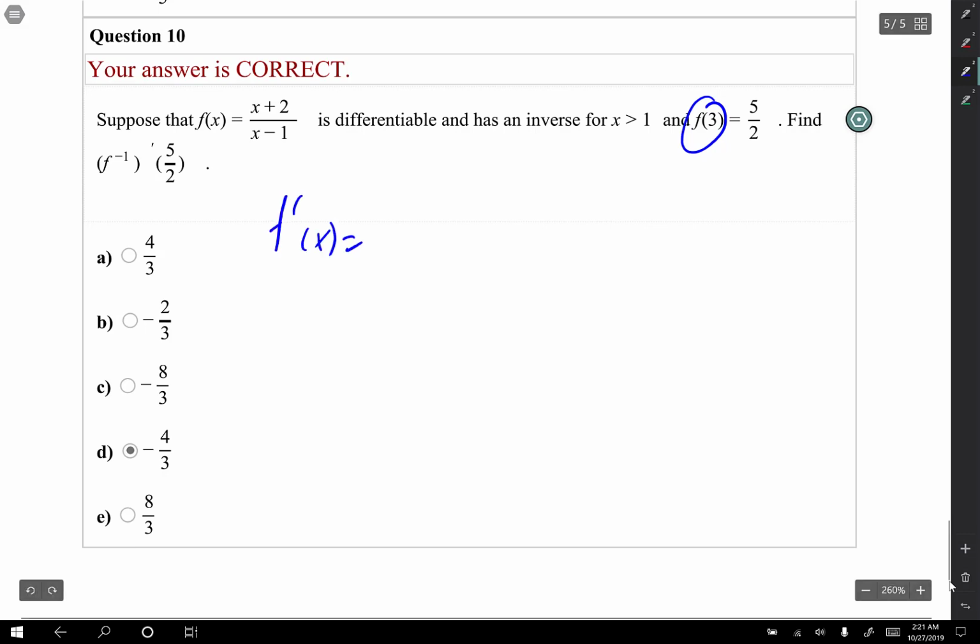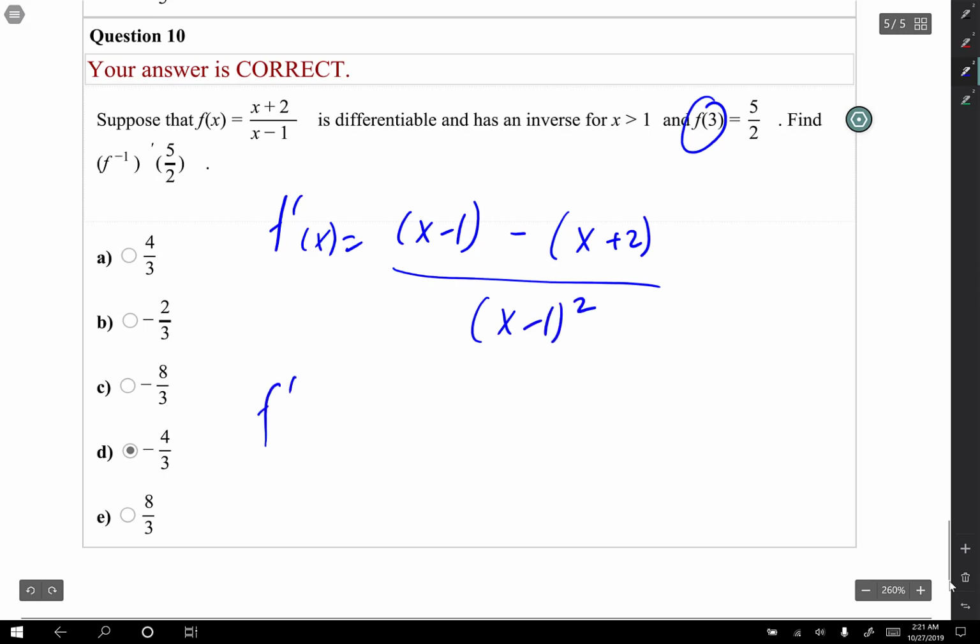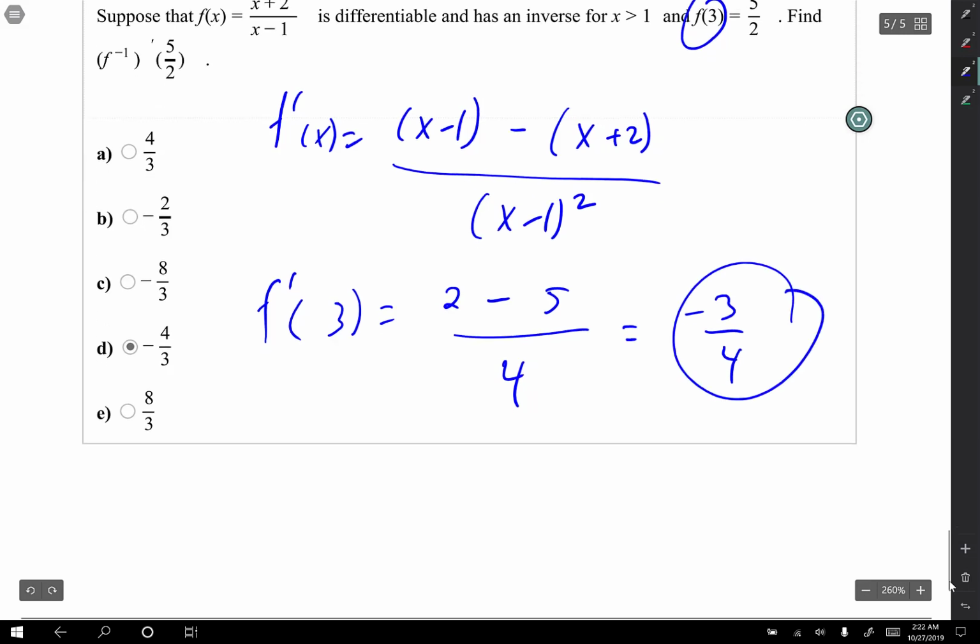f prime of x equals bottom, x minus 1, times derivative of the top, which is 1, minus top, x plus 2, times derivative of the bottom, times 1, all over bottom squared. I'm going to plug in a 3. 3 minus 1 is 2. 3 plus 2 is 5. All over 3 minus 1 is 2, 2 squared is 4. So it looks like I'm getting negative 3/4. So now I'm going to take the reciprocal of that number. So my answer, the derivative of the inverse at 5/2, is nothing more than negative 4/3.